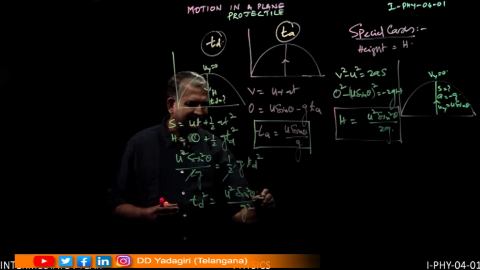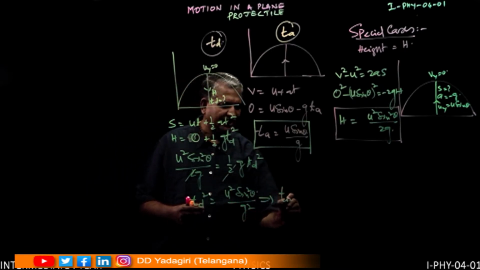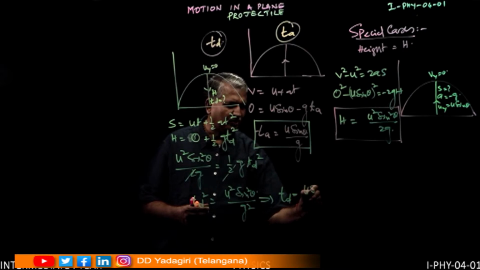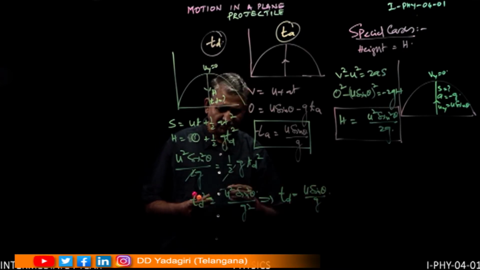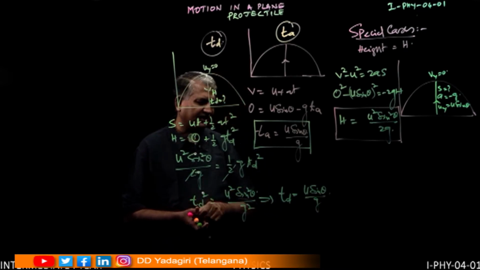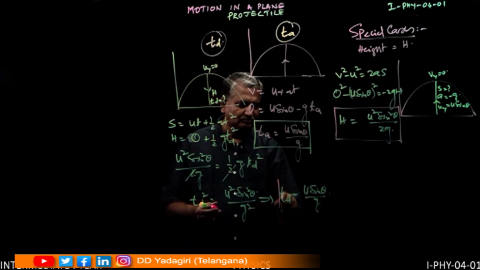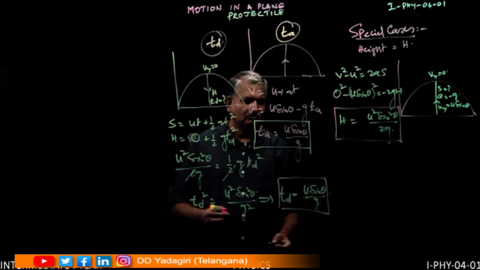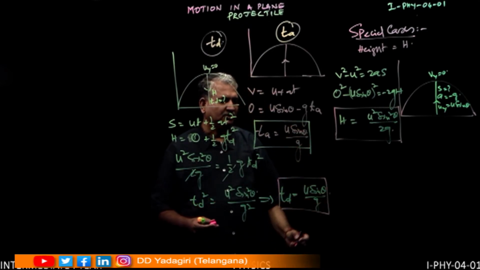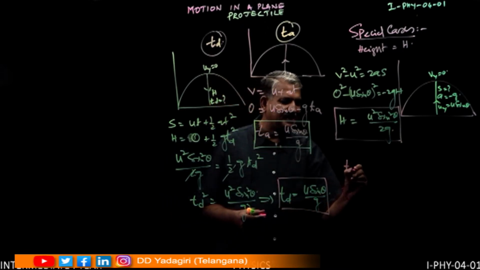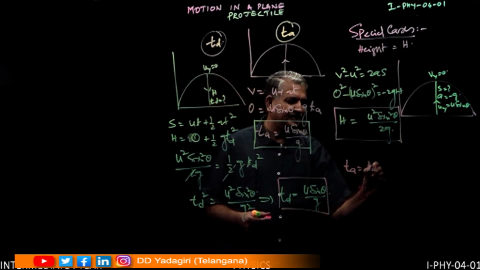So what is t_d then? Time of descent is equal to root kanukunte u sin θ / g. So this is the formula for time of descent. ఇక్కడ చూడండి, time of ascent, descent రెండు సమానమే. So we conclude that time of ascent is equal to time of descent.